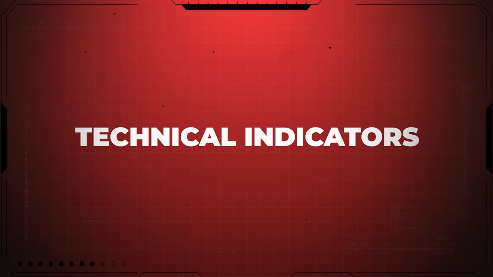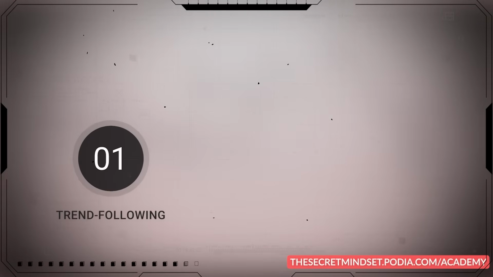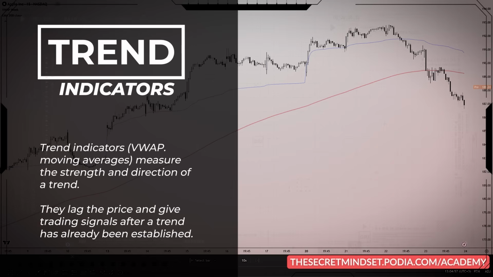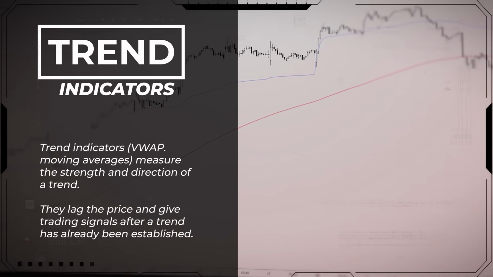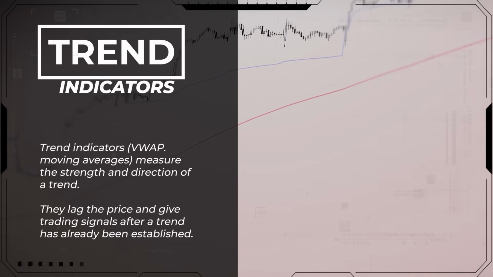Technical analysis relies heavily on trading indicators to show various aspects of price activity. These indicators can be divided into four main categories: trend following, momentum, volume, and volatility. Trend indicators like VWAP and moving averages measure the strength and direction of a trend. They have a main drawback: they lag the price and give trading signals after a trend has already been established, causing you to potentially miss the initial move of a new trend.